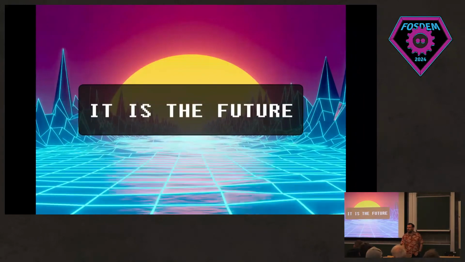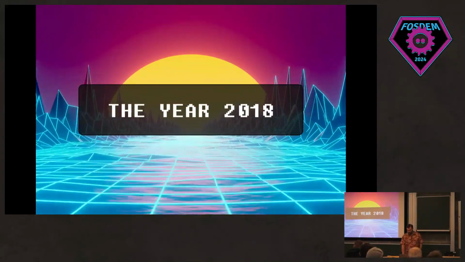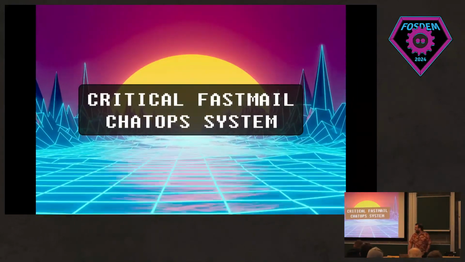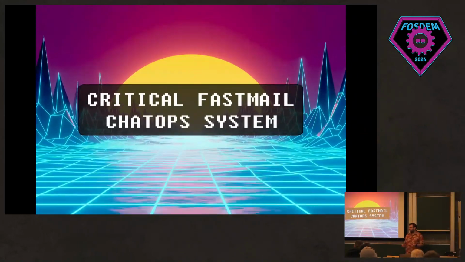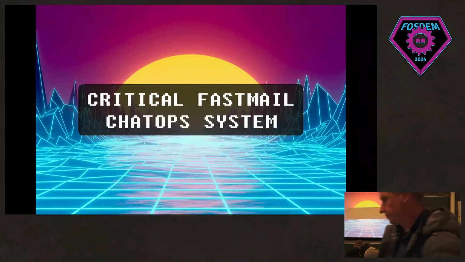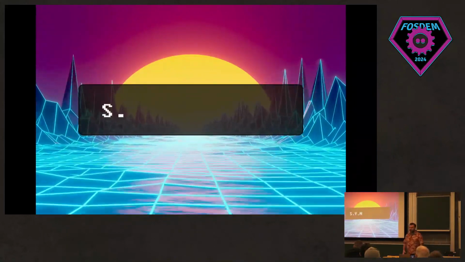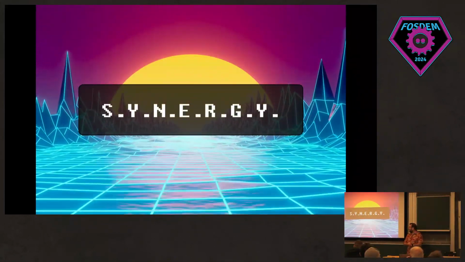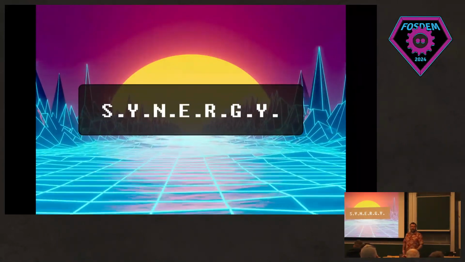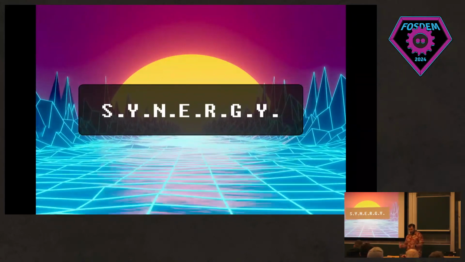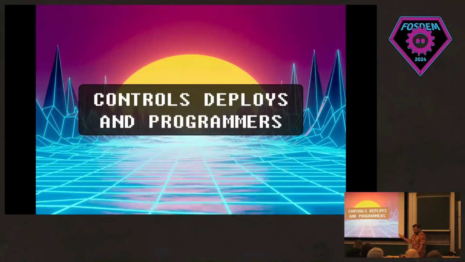So imagine it. It's the future, the year 2018. And at Fastmail, all of our critical systems run through our chat bot. Like, you want to deploy, you go to the chat bot. You want to set up a task for somebody else to do, you want a reminder, you go to the chat bot. And the chat bot is written for an IRC service because we're a cutting edge company. And it's in charge of everything.